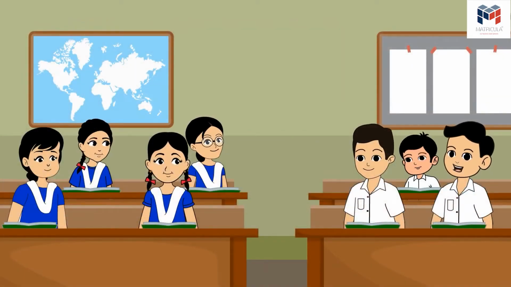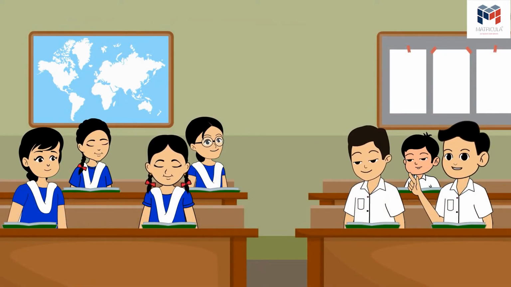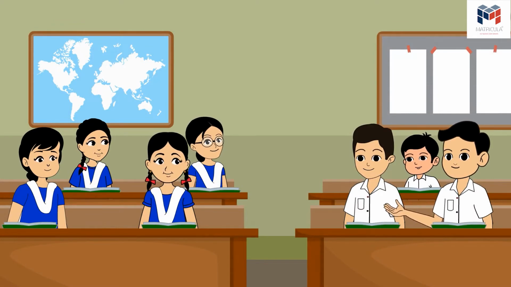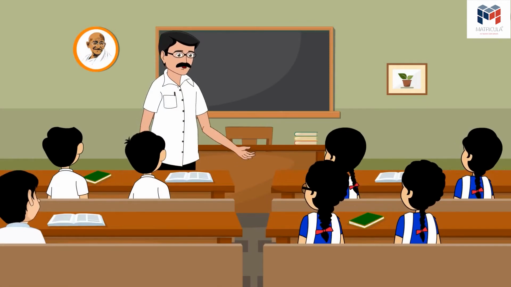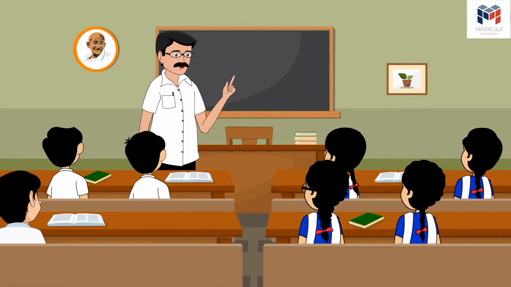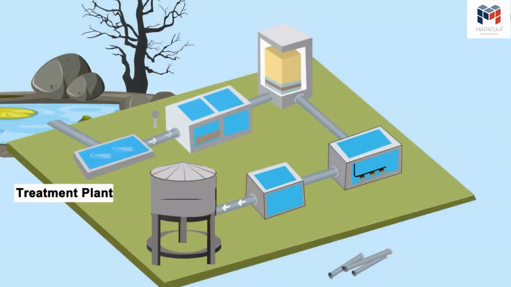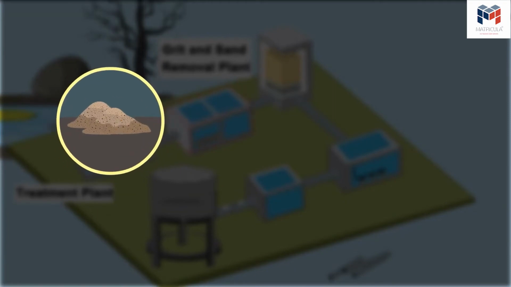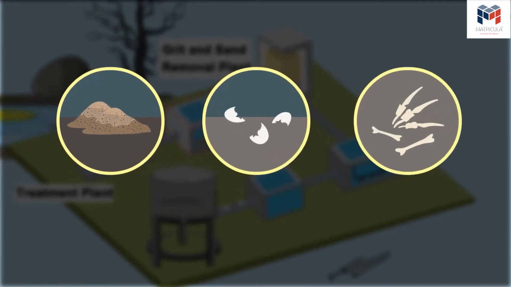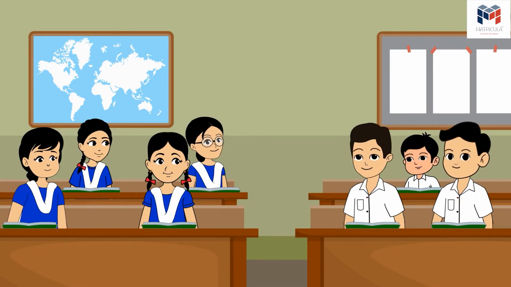That is why we should not put all these things in water. Correct. Due to this filtering, the machines installed in the steps ahead are also saved. This water is then sent to the grit and sand removal plant. Here, sand, egg peels, bone fragments, etc. are separated. It is such a big process.